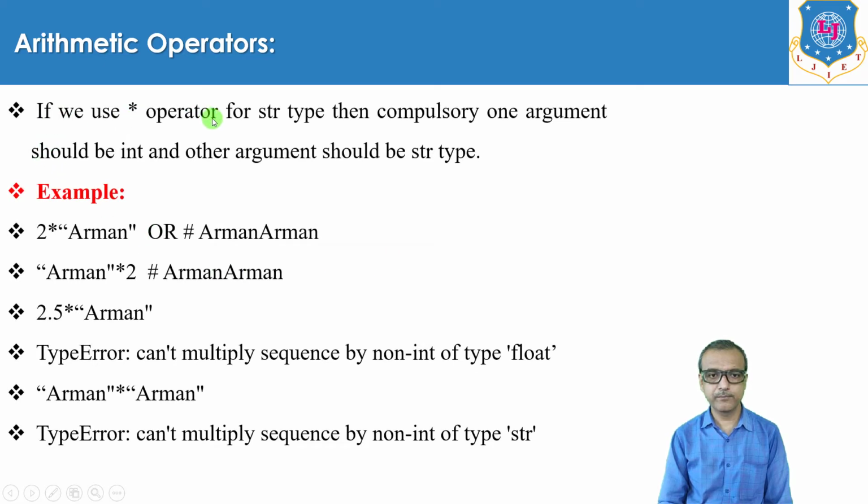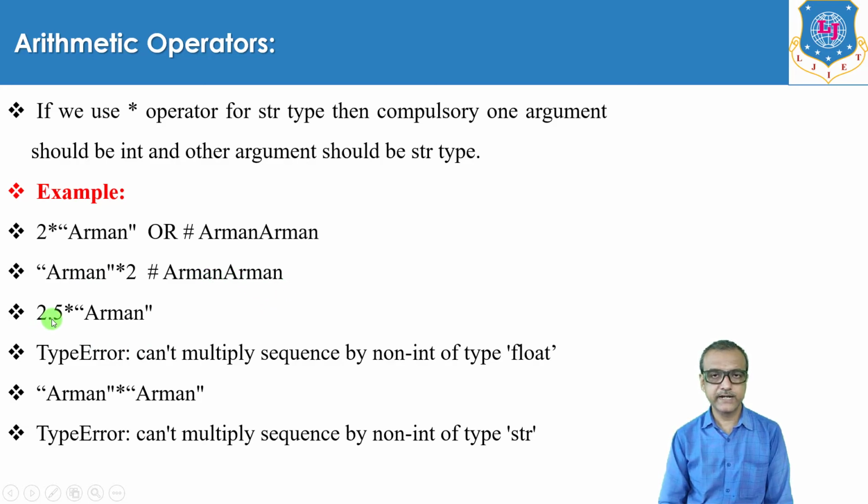If we use the star operator for str type, then compulsorily one argument should be int and the other argument should be str type. For example, if I write 2 star Arman, Arman is the string, or first I write the string Arman and then after star 2, in both cases the output will be Arman Arman. It means if we write Arman star 2, it will give us Arman 2 times. If I write Arman star 3, it will give us Arman 3 times in this way.